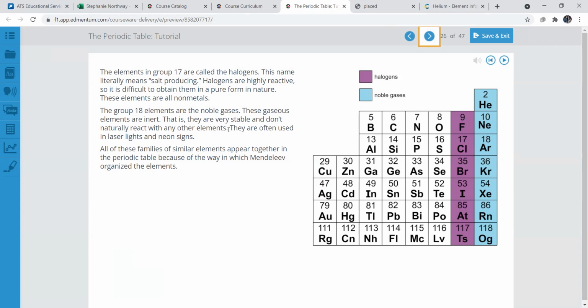gases. These elements are noble gases. They're gas elements. Nothing too exciting about them. Let's see. They're often used in laser lights or neon lights because that's the kind of light that they give off. These elements are similar to each other. They appear together in the periodic table because this was the way that the Russian scientist Mendeleev organized the elements. So that's how they've always appeared together like this and why they're still grouped together today.